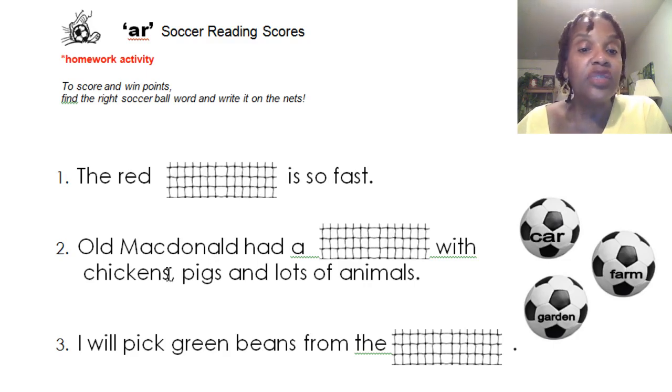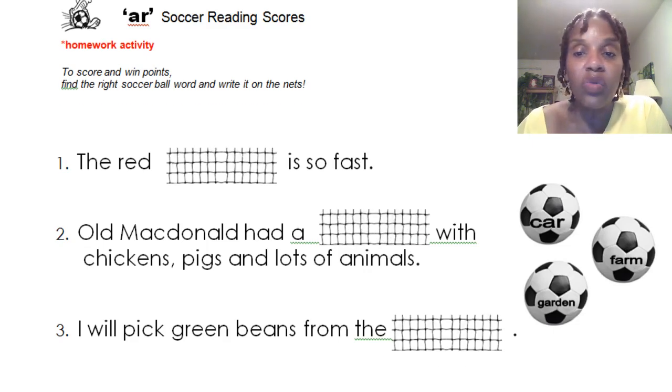All right. Let's try another one. Old MacDonald had a blank with chickens, pigs, and lots of animals. The word would be farm. So Old MacDonald had a farm, E-I-E-I-O. I'm sorry, couldn't help that. So you would write farm in the nets. When you get your homework, there's a whole sheet of soccer reading score sentences.